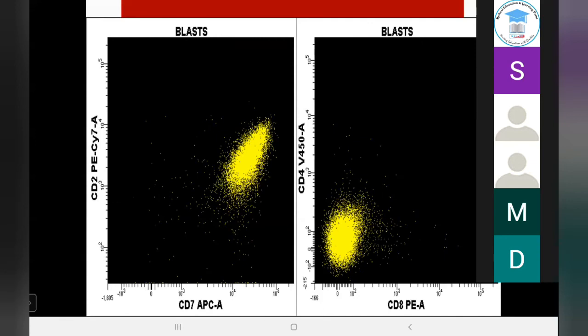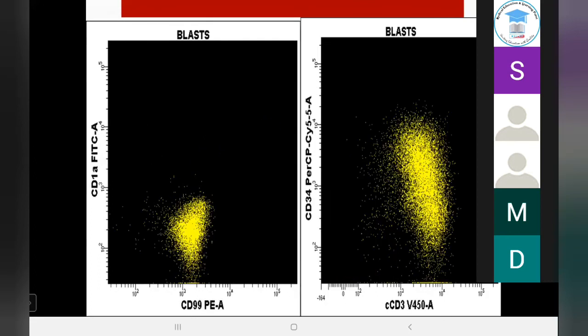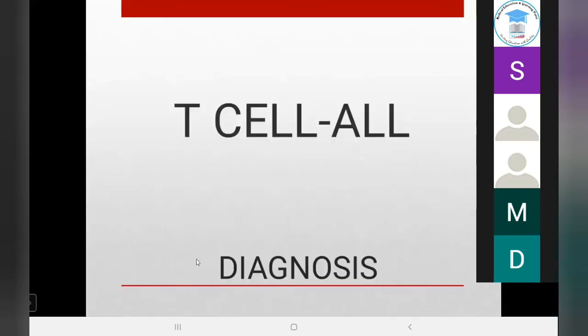Okay. What about 2 and 7? Ma'am, CD2 is positive and 7 is again positive. Both are positive. Okay. So this is what you would expect in a T cell ALL. And what about the 4 and 8? Ma'am, both are negative. Both are negative. So basically it's a T cell ALL. All right. 1A, and these are the other markers that we do in T cell ALL, though actually now people have stopped doing it also, but 1A is clearly negative, 99 is positive. So 99 you find it in T-ALL. All right. So this was a T-ALL.